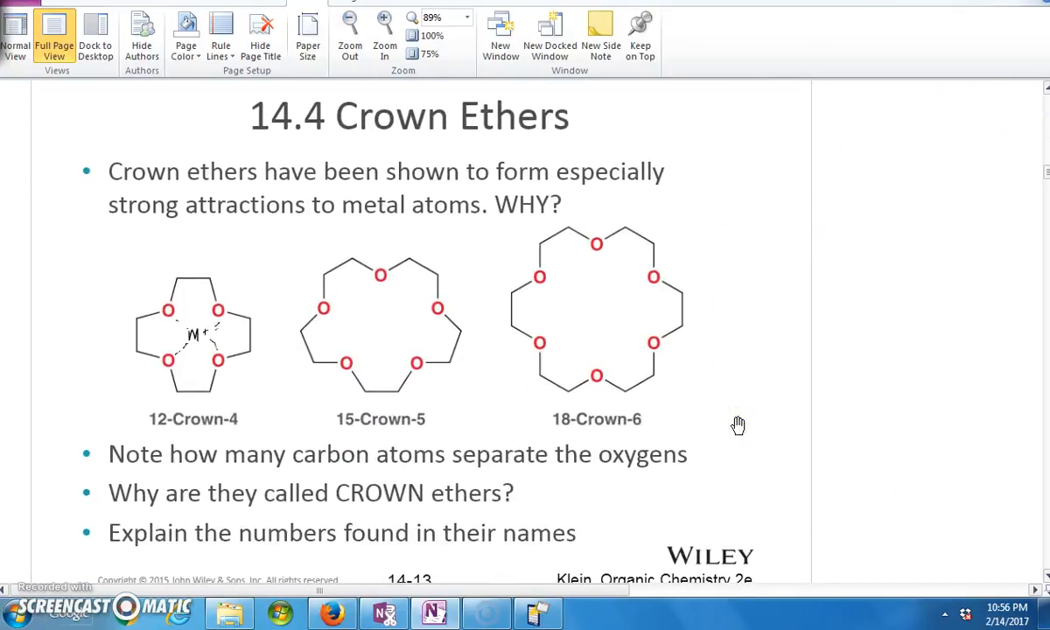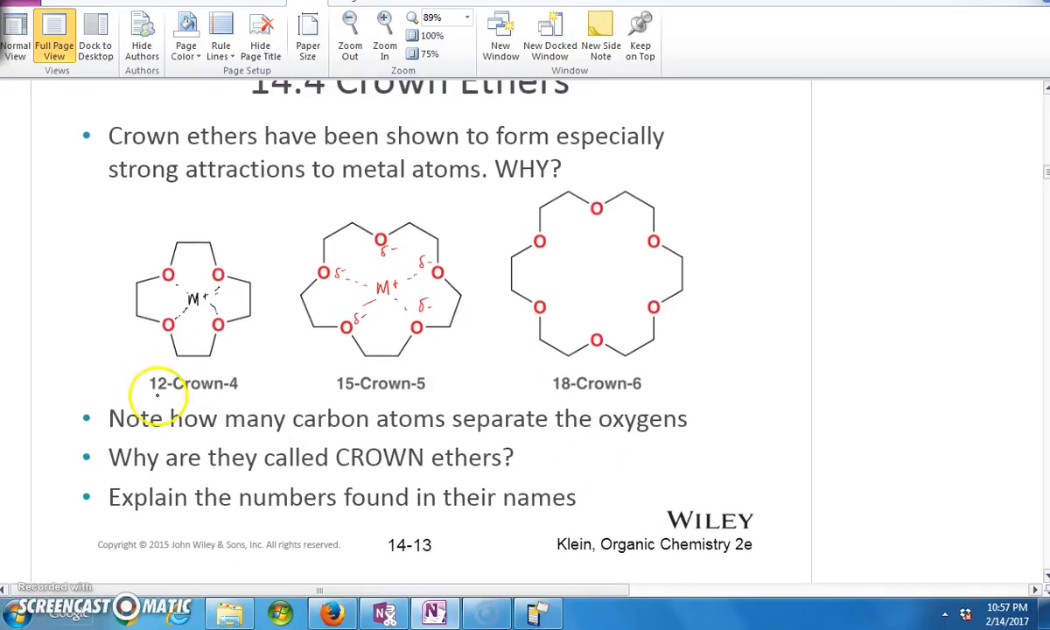Now, crown ethers have been shown to form especially strong attractions to metal atoms, because they can use their negatively charged oxygens to hold the metal. You can hold the metal cation well. Now, note how many carbon atoms separate the oxygens. These are called crown ethers.